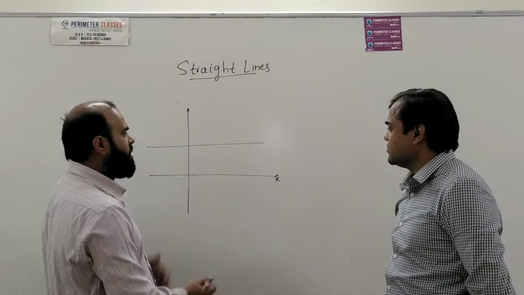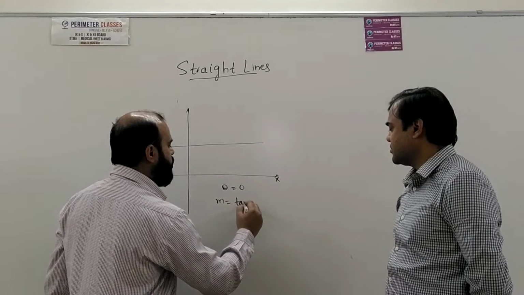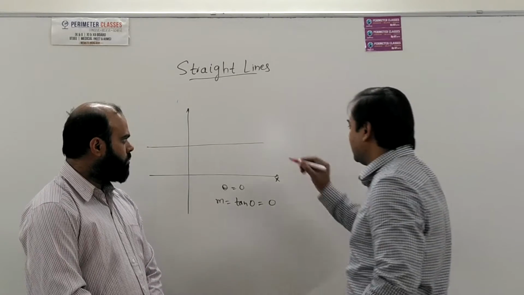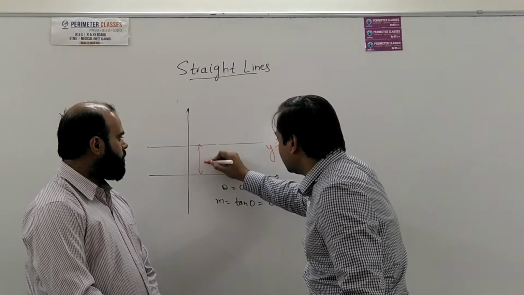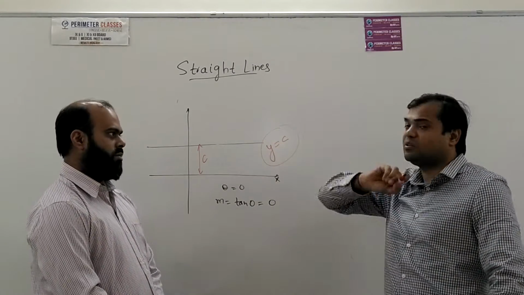These two are parallel lines. So theta is equal to 0, so slope is equal to tan 0, which is 0. So the equation of this line can be written in the form y is equal to some constant c, where c is this distance. So we can write the equation of such a line in the form y is equal to some constant.